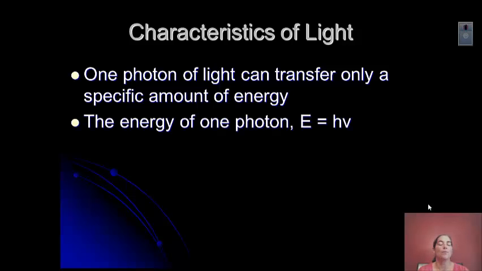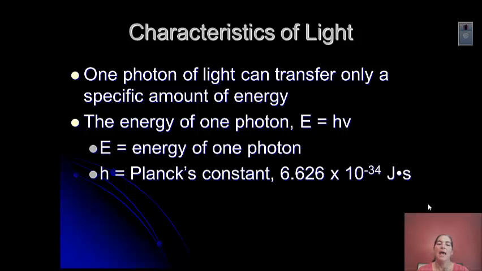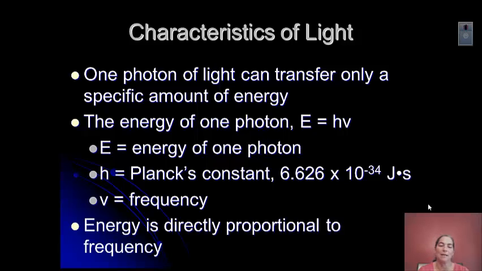And the way that we figure that out is energy E is equal to H times nu, the little Greek letter nu. So E is the energy of that one photon. H is called Planck's constant. And again, when we say it's a constant, it never changes. And that is 6.626 times 10 to the negative 34th joules times seconds. And then nu, the little v, is our frequency. So that might be given to you in a problem, or you may have to calculate it.